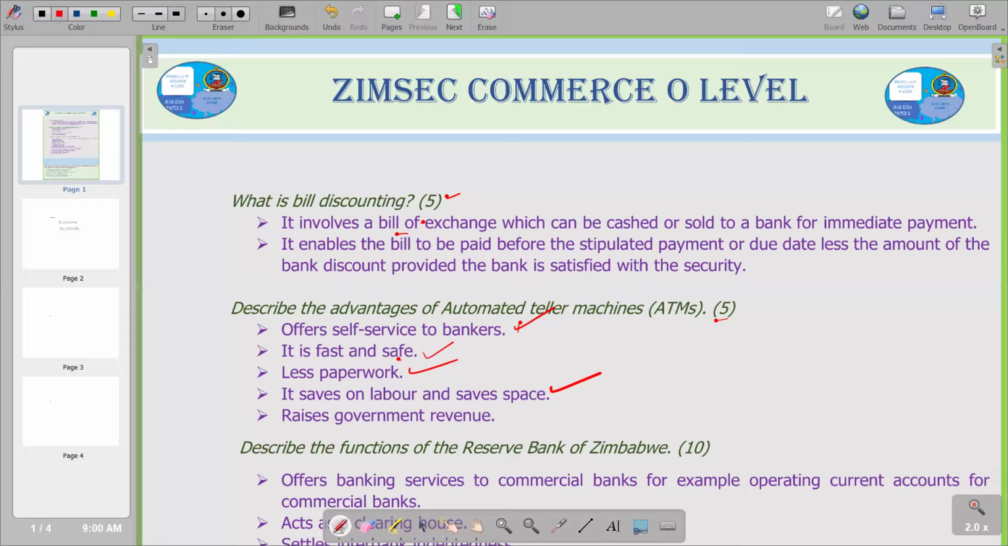So this is what we have. So revenue collection is also enhanced. So it raises government revenue. This is also the last bit that we have in terms of advantages that we can deduce from the use of ATMs, that is automated teller machines.